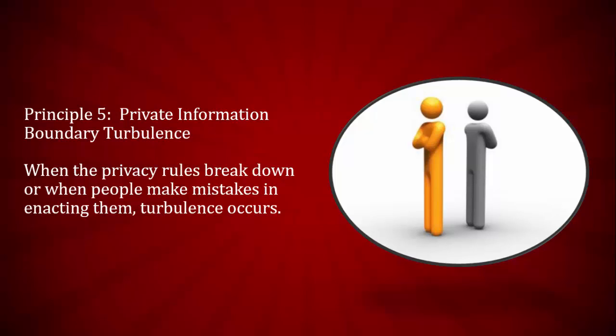The last principle is Principle 5, which is private information boundary turbulence. When the privacy rules break down or when people make mistakes in enacting them, turbulence occurs. This occurs when the rules of boundary coordination are unclear or when people's expectations for privacy management come into conflict with one another. However, when turbulence occurs, people generally try to make adjustments in an attempt to reduce the turbulence and achieve coordination.